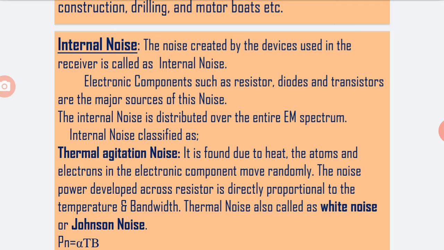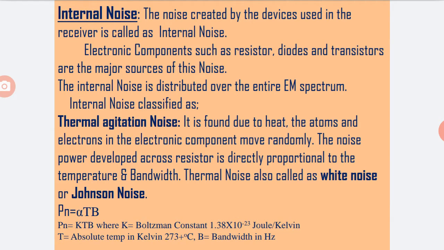The internal noise is distributed over the entire EM spectrum and can be classified as thermal agitation noise. It is found due to the heat. The atoms and electrons in the electronic component move randomly. We know that the atom is the basic element of a material. So when heating is there, the electrons move randomly in the atom, and it creates the thermal agitation noise.